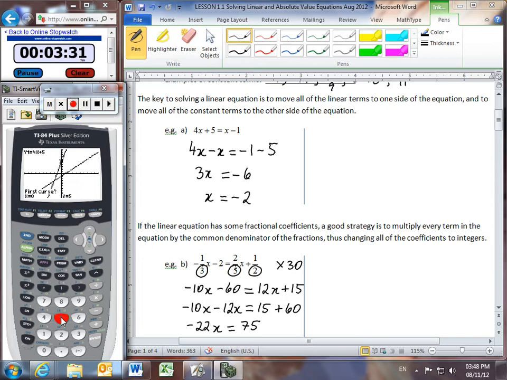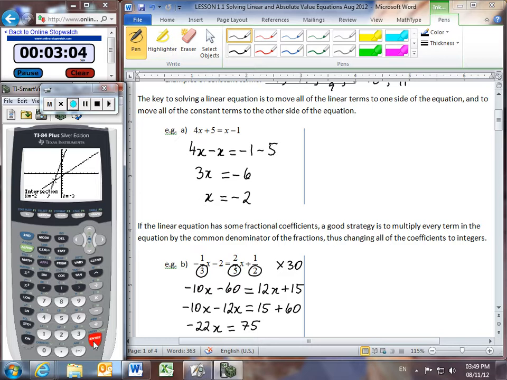The calculator asks me for my first curve. Currently y1, 4x plus 5, is highlighted. Yes, that's great. Let's hit enter. It asks me what my second curve is. It's my right-hand side of the equation, x minus 1. Yes, that's correct. Hit enter. And then the calculator asks me to guess. I can scroll over with the cursor so that I am right near the intersection point that I'm trying to find. I don't need to be exactly on it, just close.